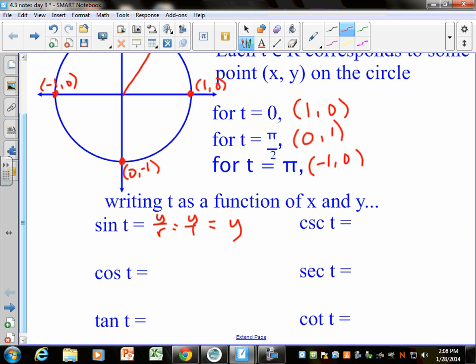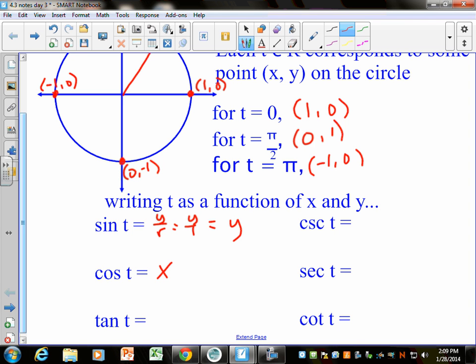And cosine is normally x over r, but if r is 1, then the cosine is just x. So what's kind of cool about the unit circle is if you know your ordered pair, you know x. If you know x and y, you know cosine and sine, because they're just the x and the y.